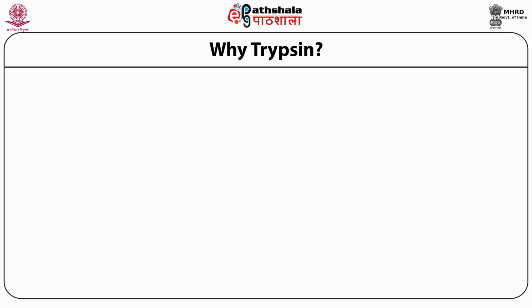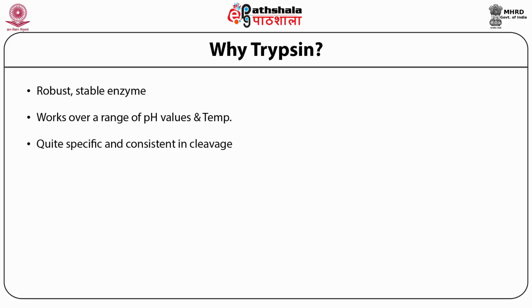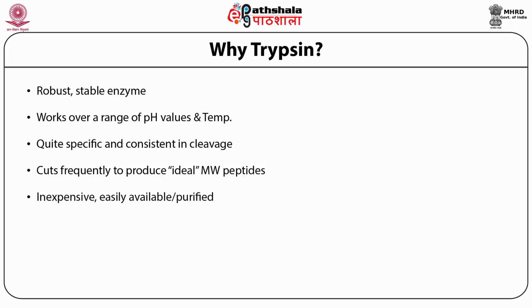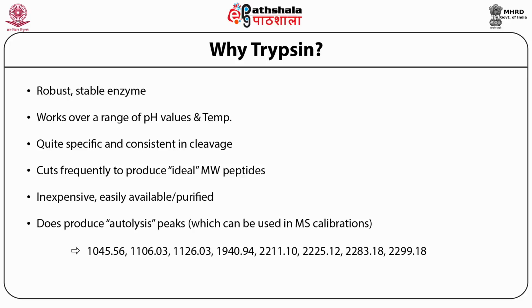However, trypsin is one of the enzymes most widely used for proteomic analysis. There are certain advantages of trypsin over other enzymes. It is a robust and stable enzyme. It works over a range of pH values and temperatures. It is quite specific and consistent in cleavage. It cuts frequently to produce ideal molecular weight peptides. It is inexpensive and easily available. It also produces some autolysis peaks which may be utilized for calibration of the mass spectrometer.